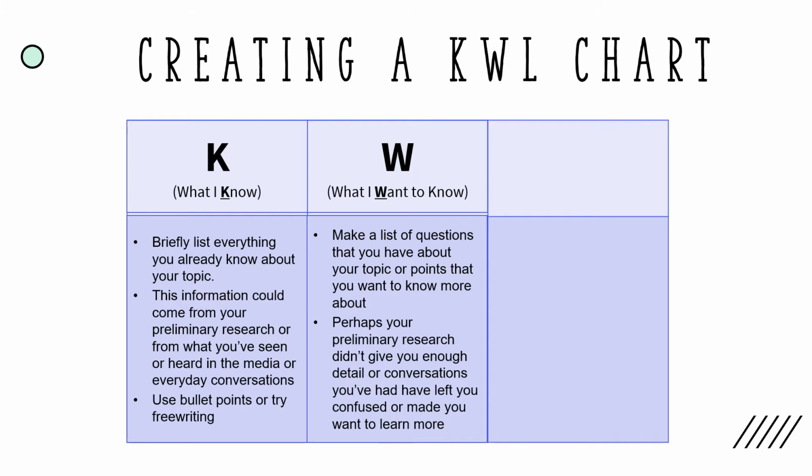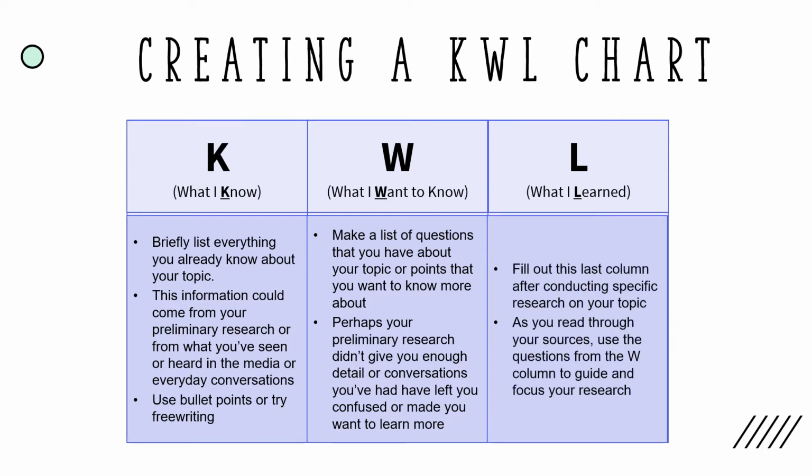The last column is the L column, or the What I Learned column. After you conduct more specific research on your topic in the next step, you can come back and fill out this last column. As you read through your sources, you should use the questions from the W column to guide and focus your research, searching for the answers as you go. Creating a KWL chart can be a great way to track what you learn as you complete your research and can help you stay focused on particular aspects of your topic.